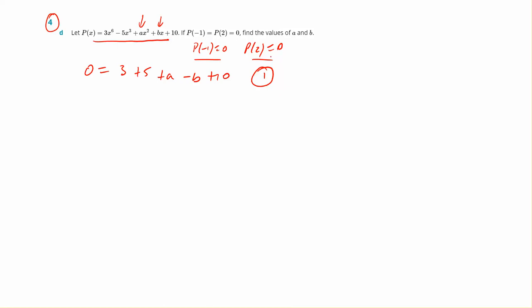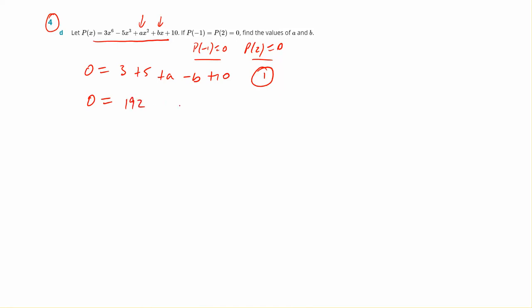Now, the next one, we need to sub in x is 2, where y is essentially 0. So we sub in 2 here. 2 to the power 6 is 64, multiplied by 3. So 60 multiplied by 3 is 180, and add 3 times 4, which is 12. So it's 192.